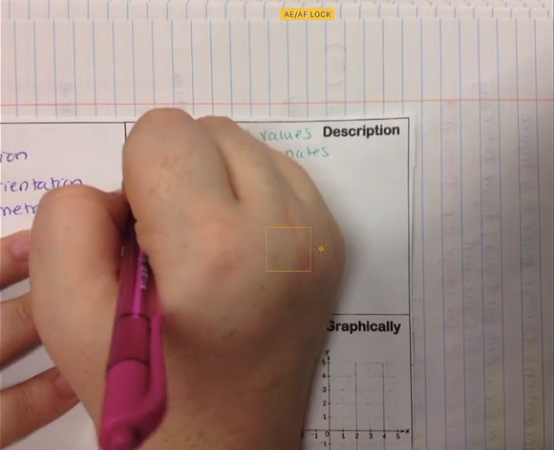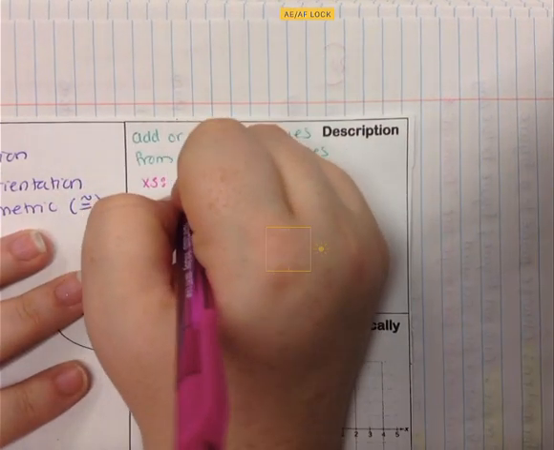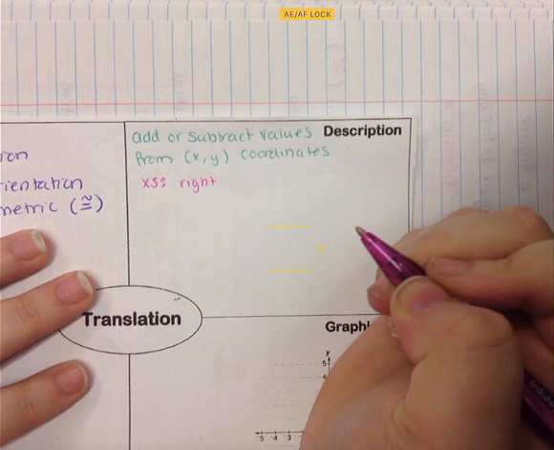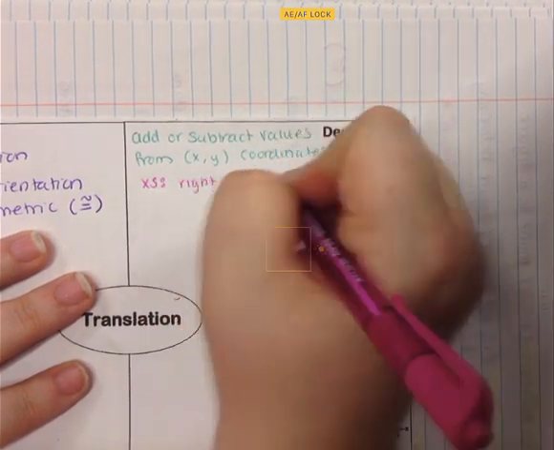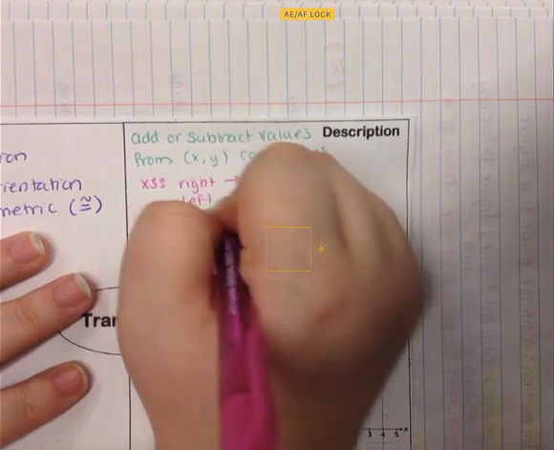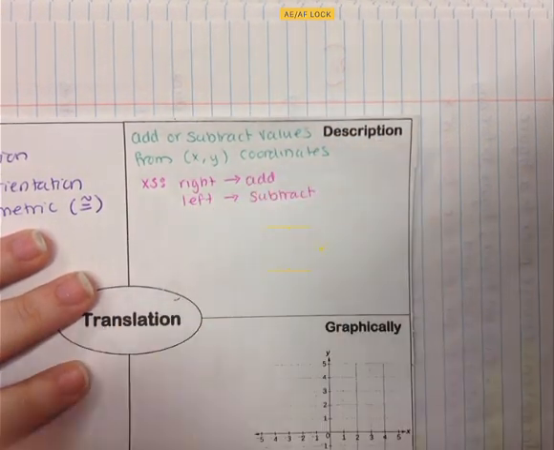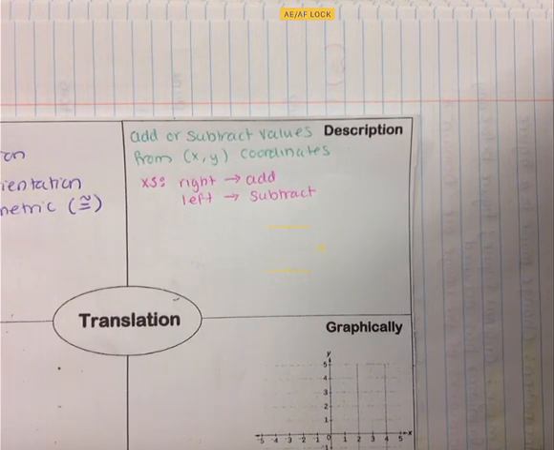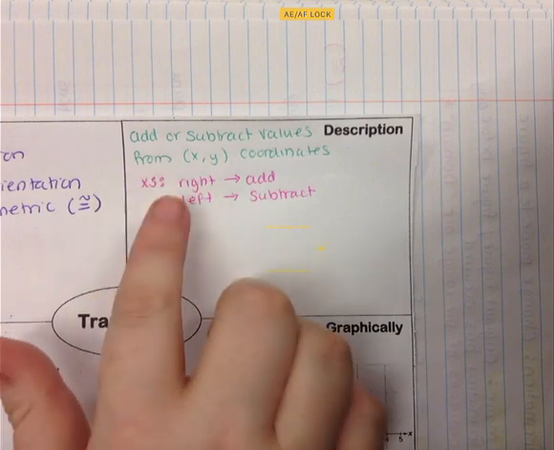The x's on a coordinate plane actually go left and right. So if we want to go to the right-hand side, we'll add to the x's. If we want to go left, we'll subtract from the x's. So left and right, we'll focus on the x's.